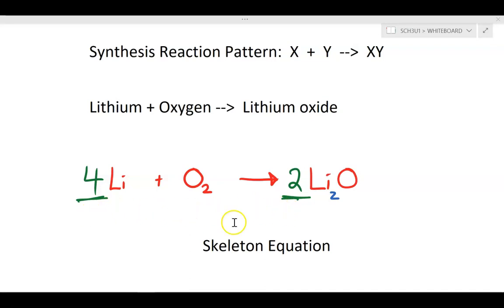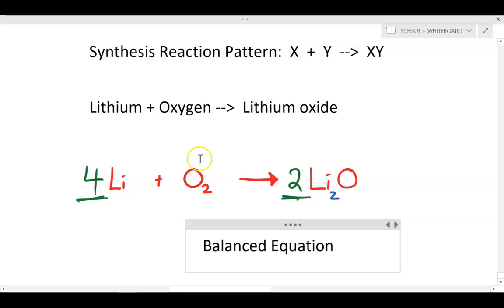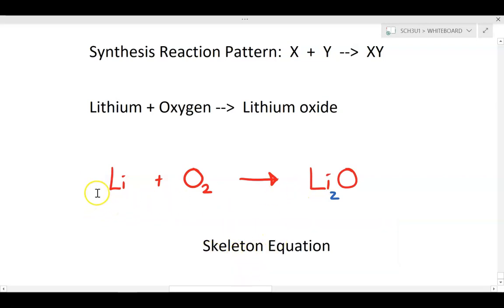Please watch my previous video on how to balance equations if you're not sure where these numbers came from. So now this is the balanced equation. But if the question only asks for the skeleton equation, then you would not need the coefficients in the front, just leave it as is.